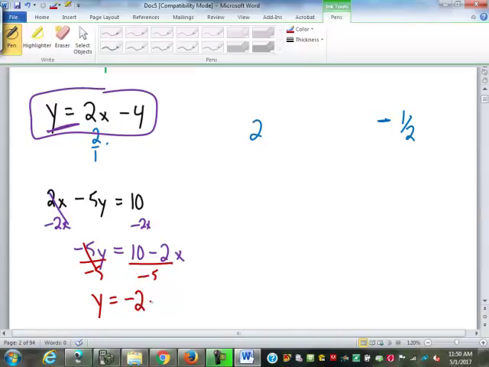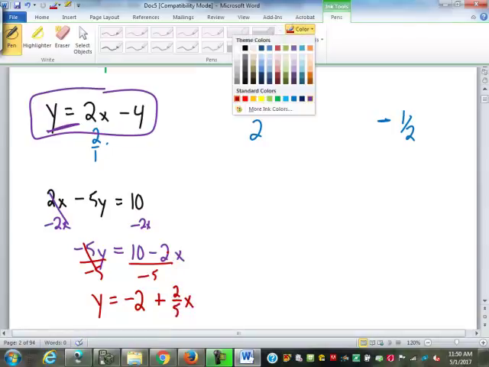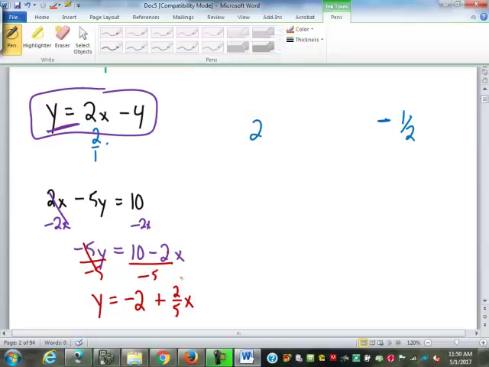Negative 2x divided by negative 5. Well, negative divided by negative is a positive. Take the coefficient of the x, which is 2 over the 5, is 2/5 x. So the slope of this line is just 2/5. So the slope of a parallel line would be just 2/5. The slope of a perpendicular line would be the opposite reciprocal. So this one's positive, the opposite would be negative. 2/5, the reciprocal would be 5/2.